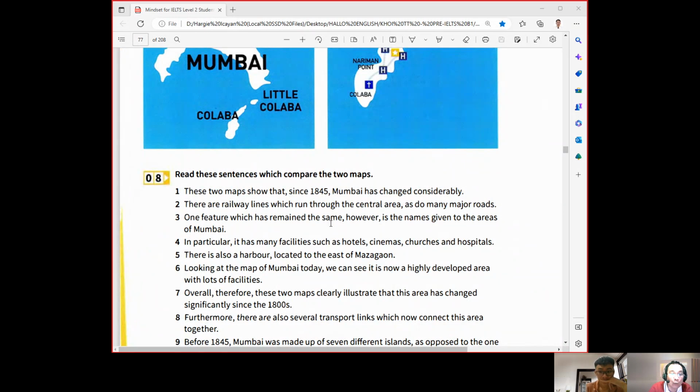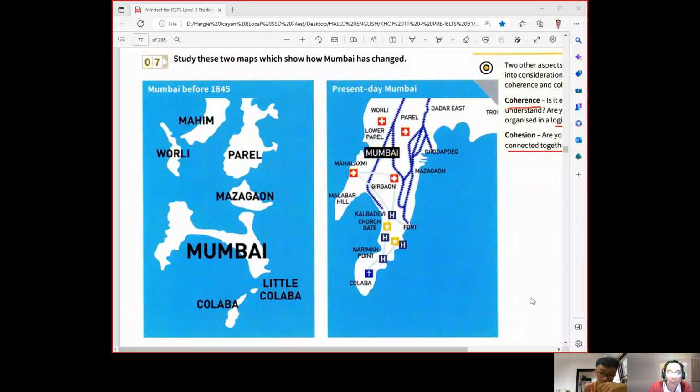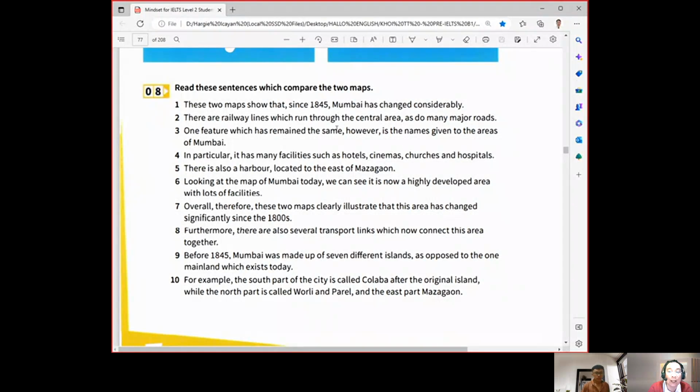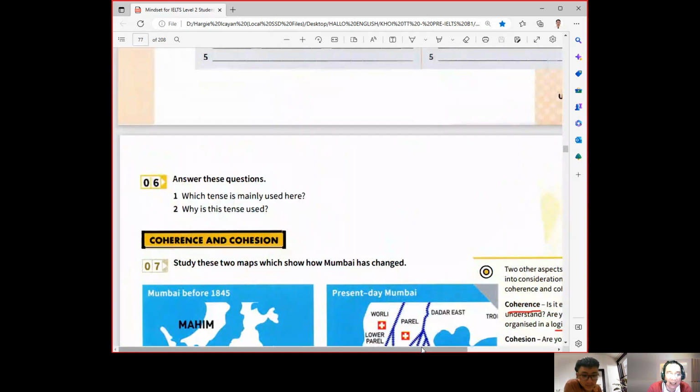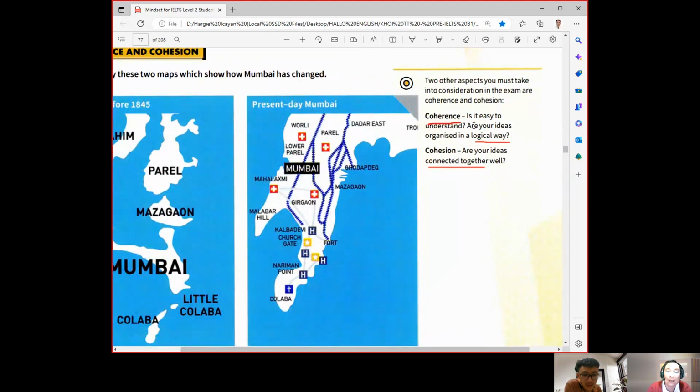Actually, these are all sentences which we can use to compare the two maps, Khoi. We will use these particular sentences in answering these questions. At the moment, the order of the sentences in exercise 8 is not coherent. When we say coherent, what does it mean? Coherent means easy to understand and in a logical way. There would be step by step, a process to follow. But if we are talking about cohesion, your ideas are connected together well.